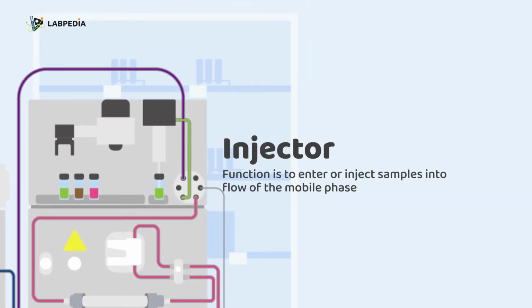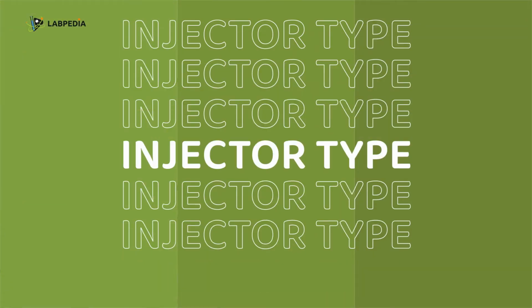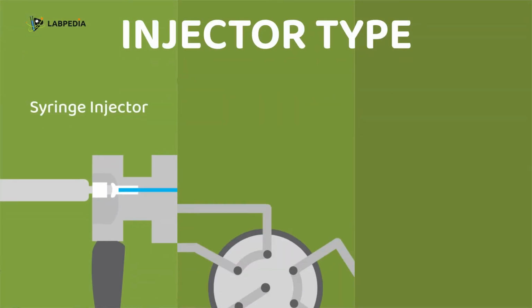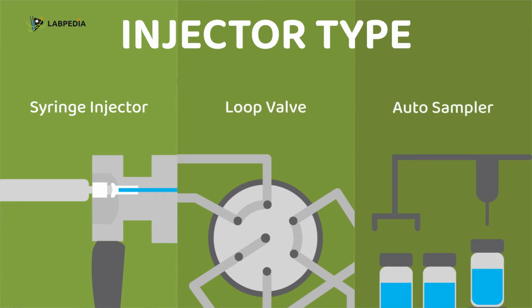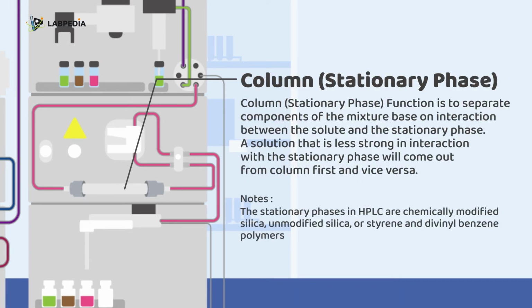Injector function is to enter or inject samples into the flow of the mobile phase. Injector types: syringe injector, loop valve, auto sampler. Column stationary phase function is to separate components of the mixture based on interaction between the solute and the stationary phase. A solute that is less strong in interaction with the stationary phase will come out of the column first and vice versa.